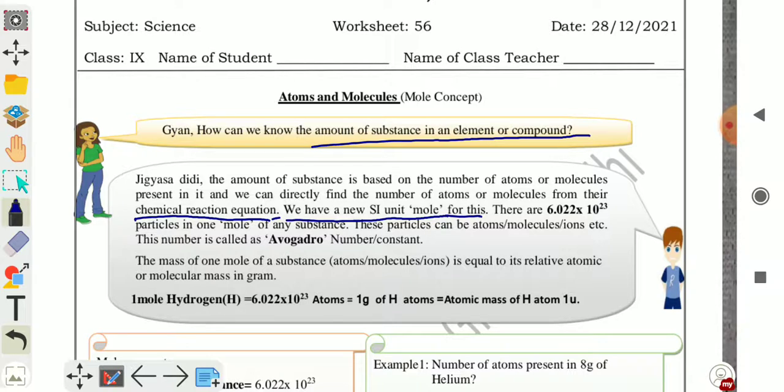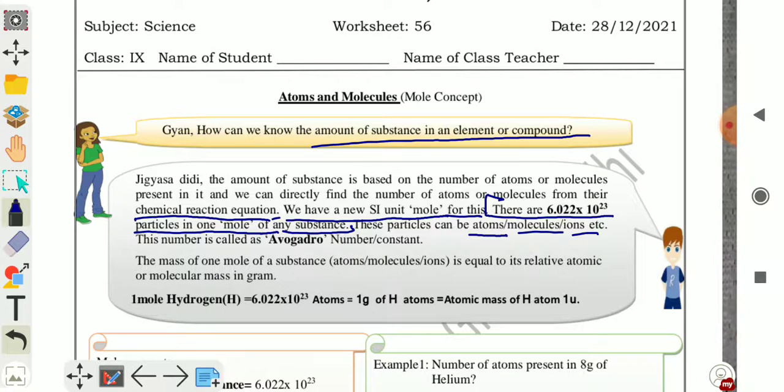There are 6.022 into 10 raised to the power 23 particles in 1 mole of any substance. Means 1 mole of any substance contains 6.022 into 10 raised to the power 23 particles. These particles can be atoms, molecules or ions.